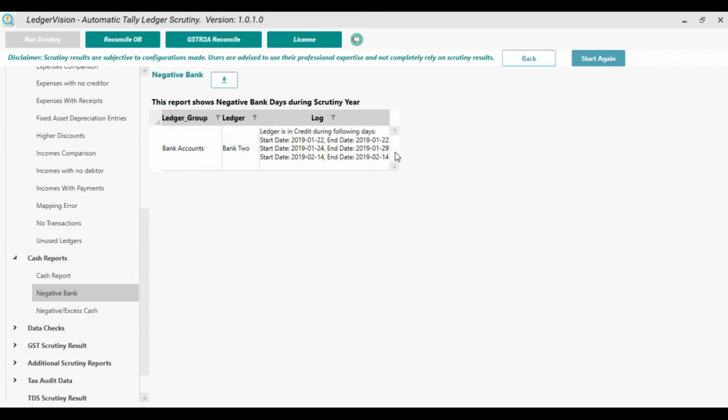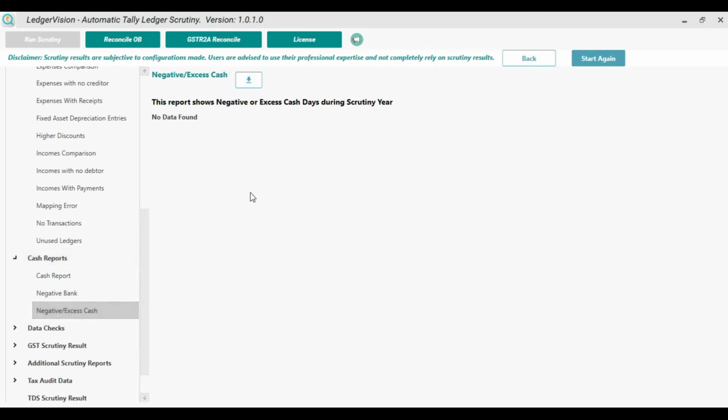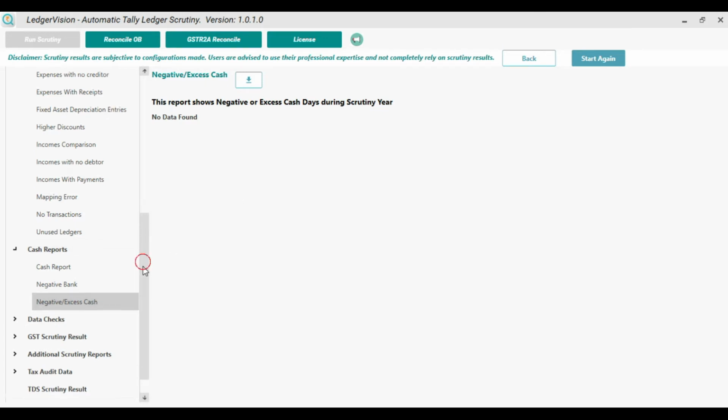Wherever there is a negative bank, the dates in which the bank is in credit are given here. So these are the period. So you can go to Tally and check why these banks are in credit. You can see that correct BRS is there or not. If at all cash is in credit, then that report will be available over here.